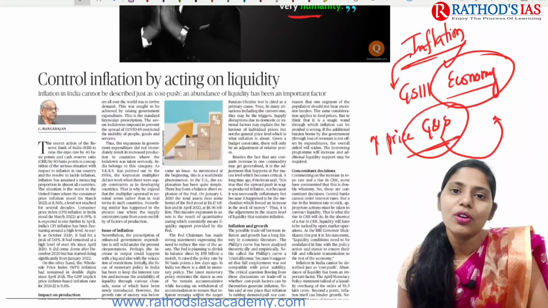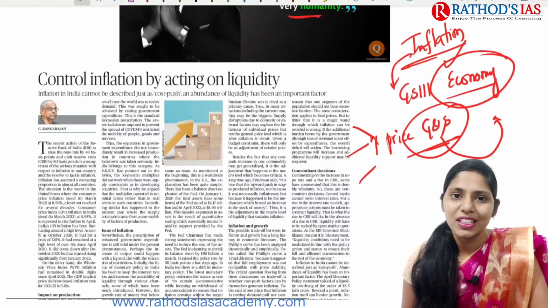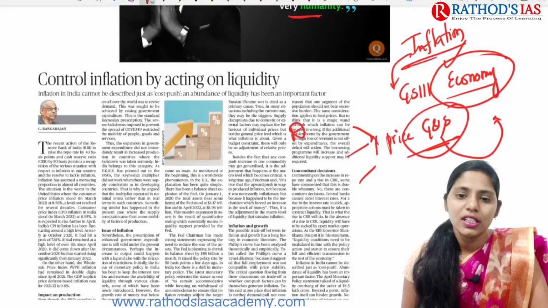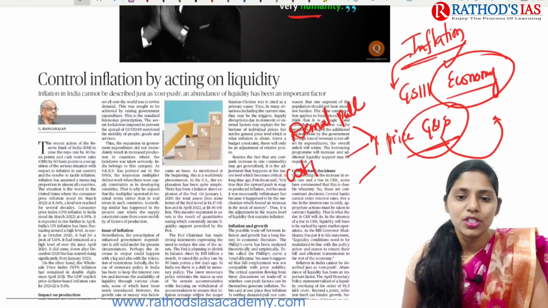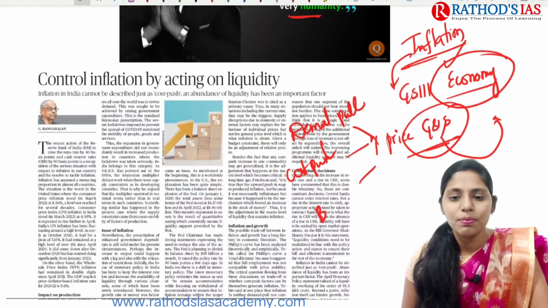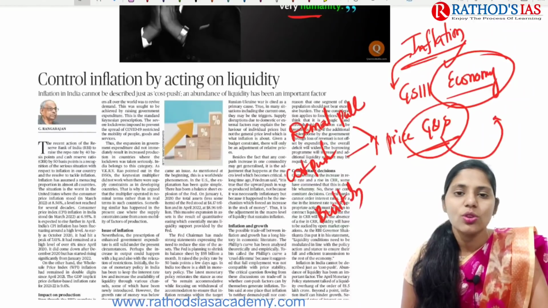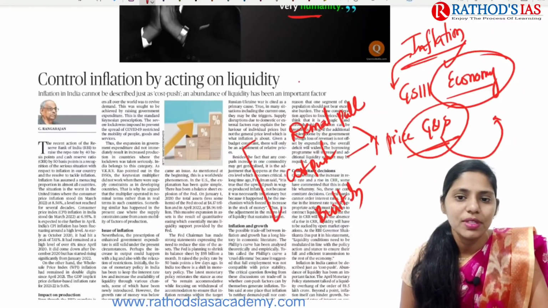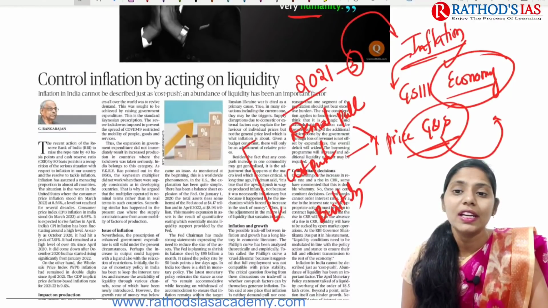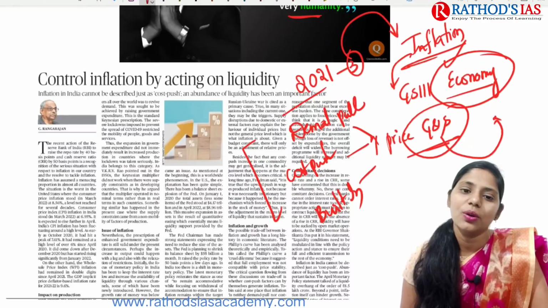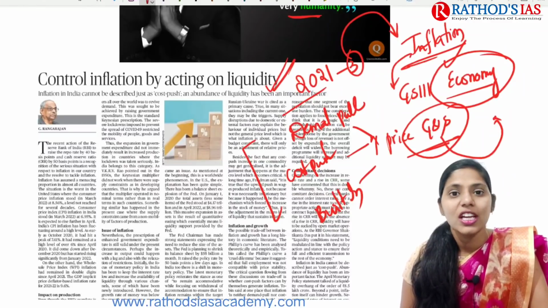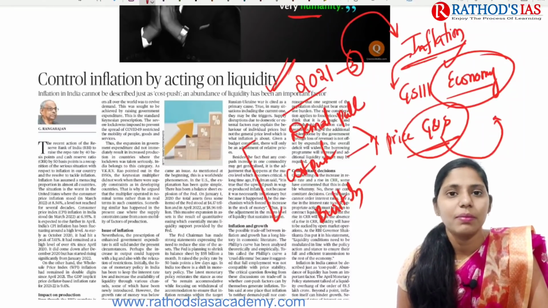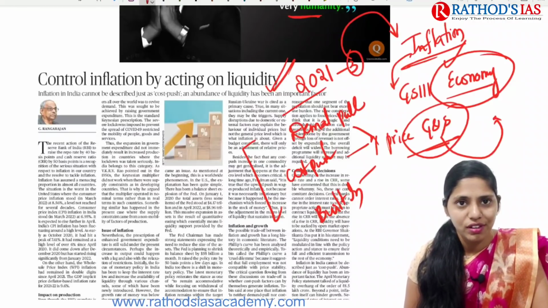If we are talking about inflation, we mainly have three types of inflation: demand pull inflation, cost push inflation, and built-in inflation. In your last year's prelims, that is 2021 prelims, there were three questions mainly related to this inflation. This year also you can expect questions on this topic, so please be prepared with your static portion of inflation.